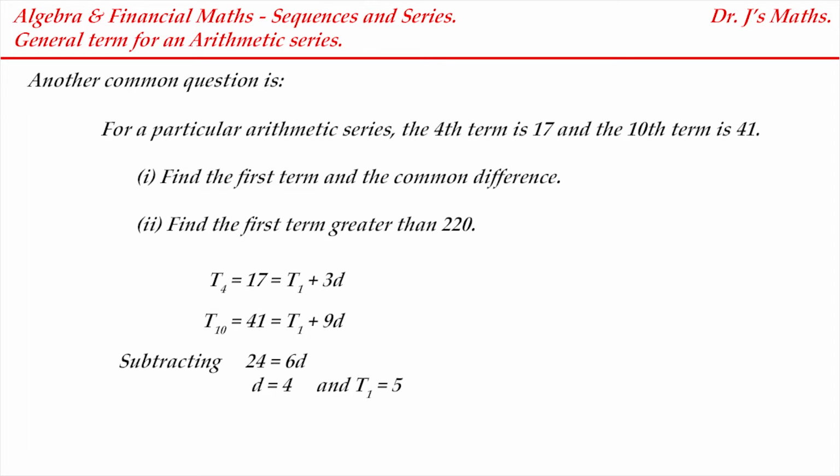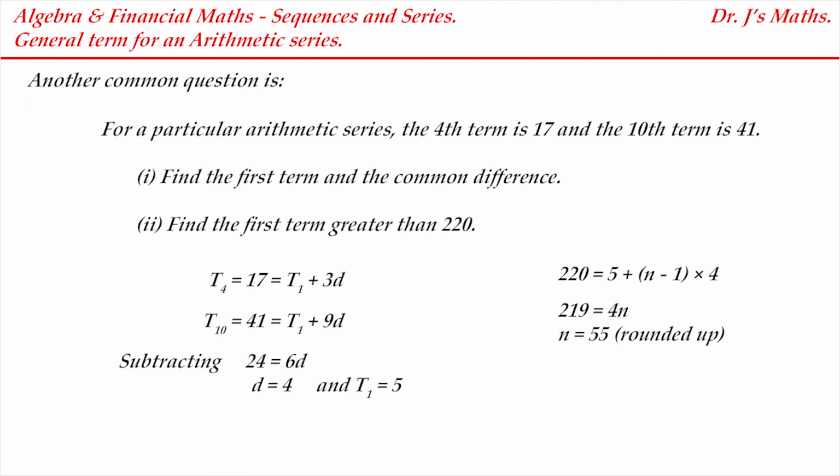So now we know the first term and the common difference. Now we need the first term greater than 220. Well, we'll call 220 our Tn term. So 220 is equal to the first term, 5, plus n minus 1, we've got to find the n, times the common difference, which is 4. Tidy up, 219 is equal to 4n. Divide by 4 and we get 54 point something or other. So round it up, because we have to have it greater than 220. So we're going to take n as the next whole number, integer, of 55.